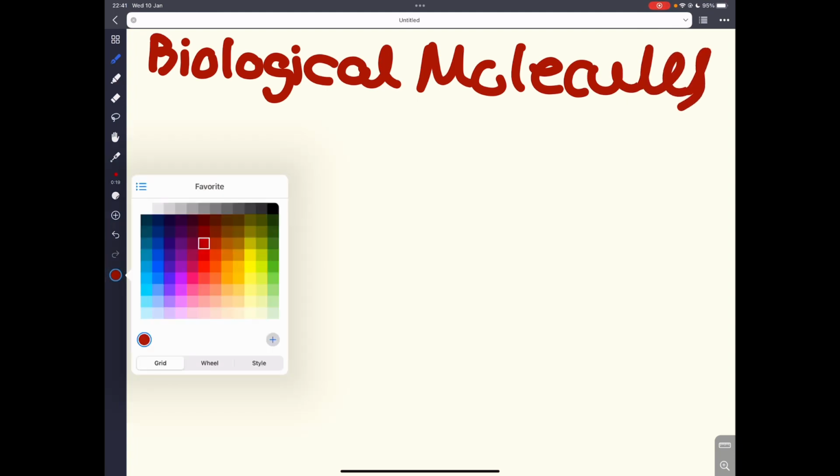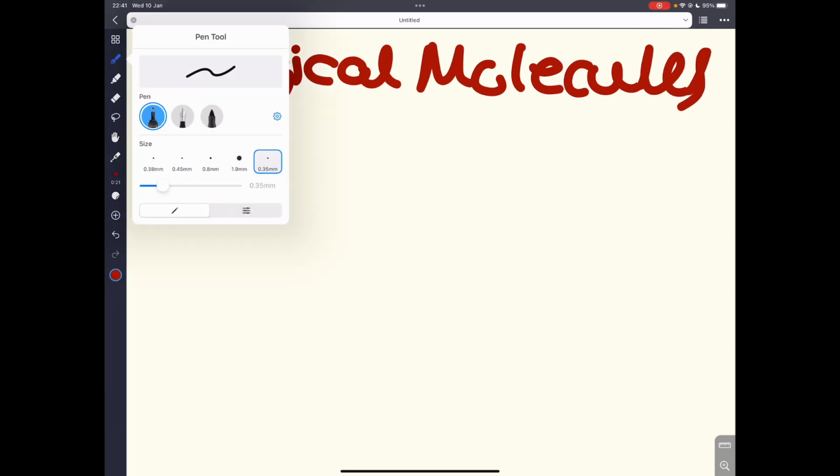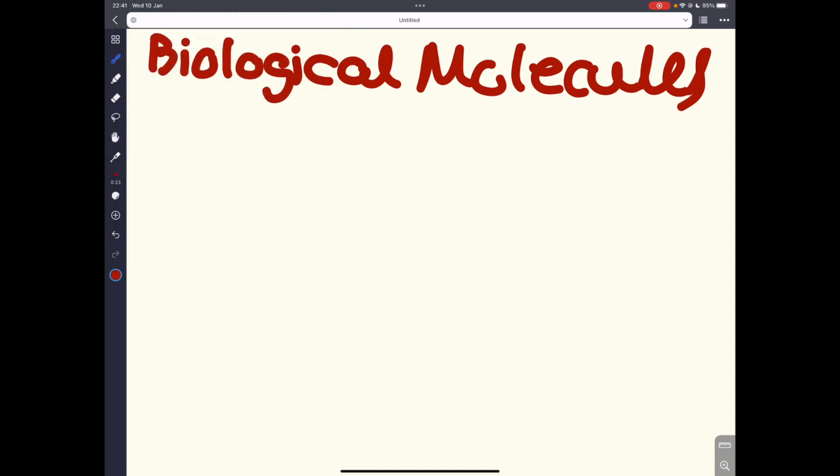Now, biological molecules are essential molecules, groups of atoms which make up a molecule, and these molecules are very essential for life to exist. One example of a biological molecule could be starch, or glucose. So you will have to know the chemical elements which make up carbohydrates, fats, and protein.